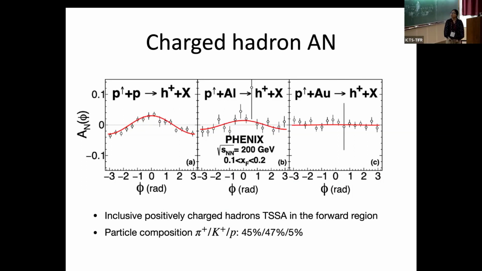One of the interesting measurements that we have is the charged hadron asymmetry that we measured a couple of years ago. What you're seeing here is the azimuthal modulation of the asymmetry as a function of phi, when proton-proton collisions produce positively charged hadrons, unidentified charged hadrons, compared to P aluminum and P gold. And what you're seeing here is how the asymmetry changed from PP to P gold. You can see that it's suppressed in the P gold collisions compared to PP.